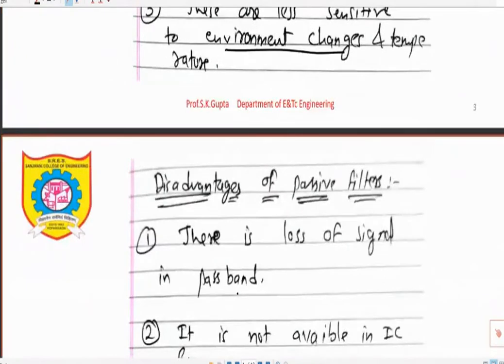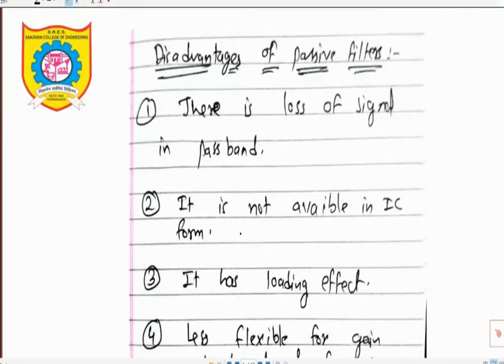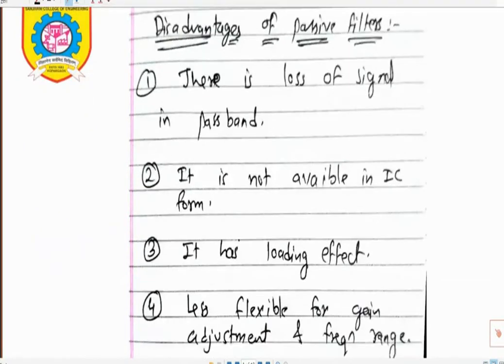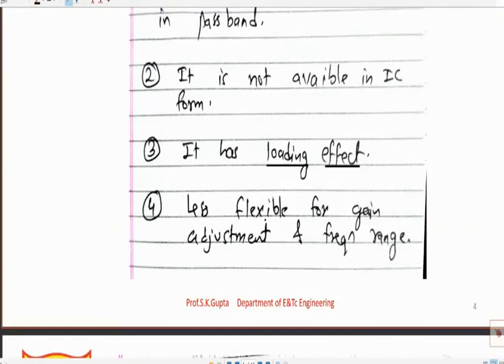But there are certain disadvantages also. So we get some loss of signal in the pass band. Pass band we will see afterwards. So first disadvantage is that there is loss of signal in the pass band. Then it is not easily available in IC form, so large amount of manufacturing is not possible. And the third disadvantage is that it has the loading effect. And it is less flexible for gain adjustment and frequency range. So once we have designed the filter, it is a little bit difficult to adjust the frequency range, difficult to adjust the gain.